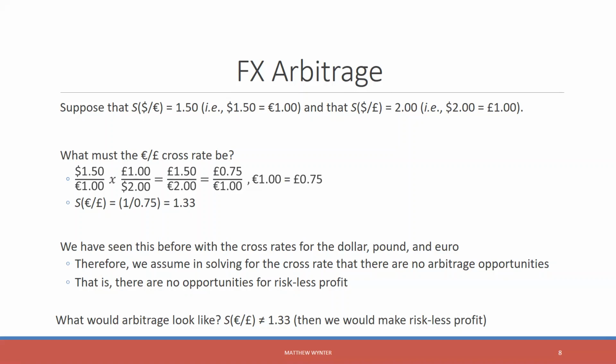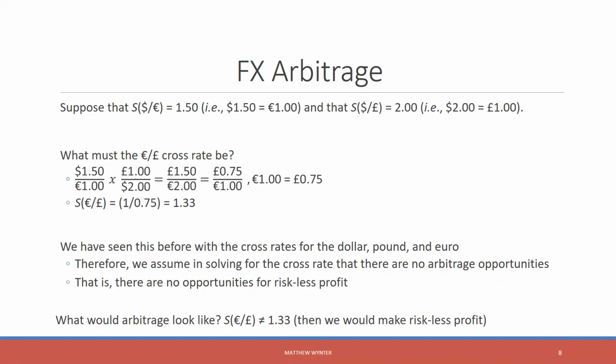What does that mean? It means if we do the algebra and solve for what's implied for the spot rate for the euro to pound, we'll find that £1 should cost us 1.33 euros, according to these rates. And again, in solving this before, we assumed that there was no arbitrage opportunity.